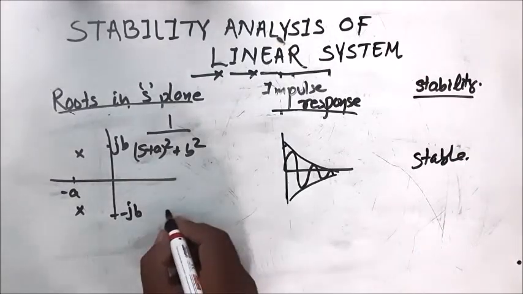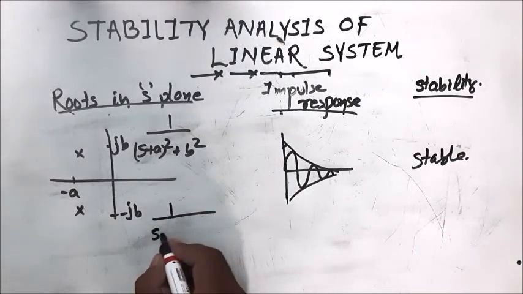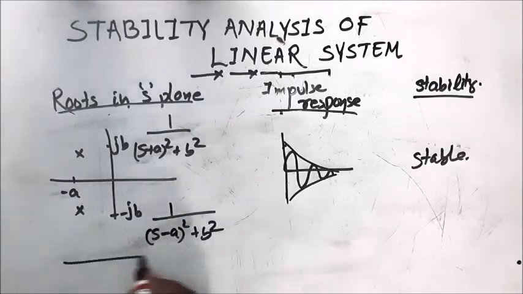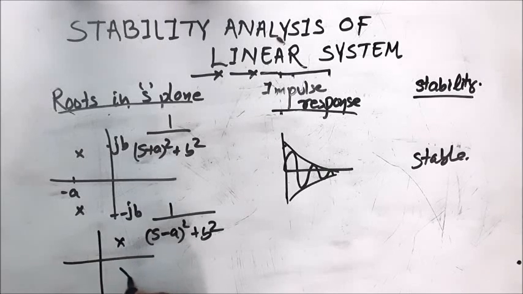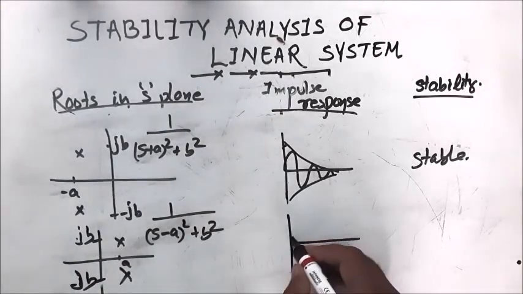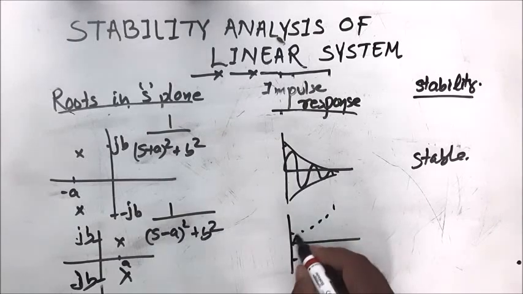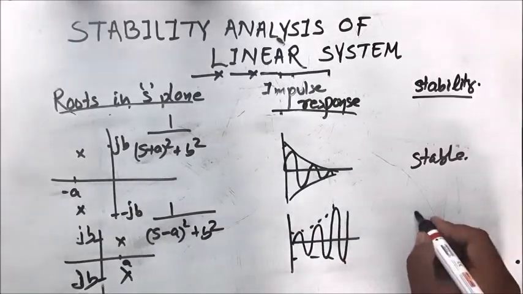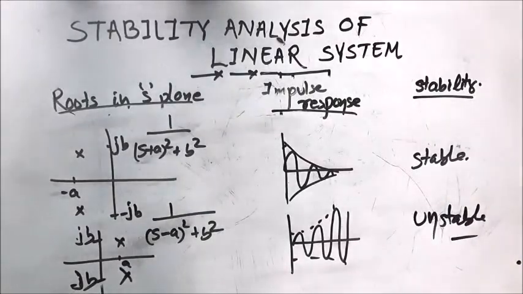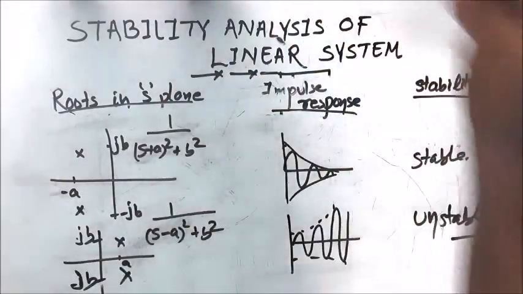And if my transfer function changes to (s minus a) the whole square plus b square, the poles will be on this side. So this is a, this is jb, this is minus jb, and the response will go like this. So the system becomes unstable. Clear about this? We have studied these things earlier. I'm just making you revise again.